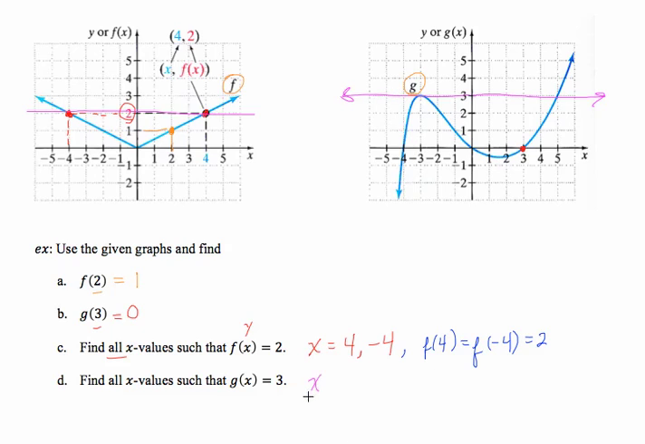So it looks like x could be right here. So x could be negative 3. Or right here we intersect the function. So when x is 5, g of 5 is also 3. So when x is negative 3 or 5, g of x is equal to 3.